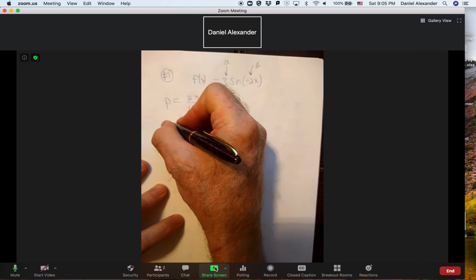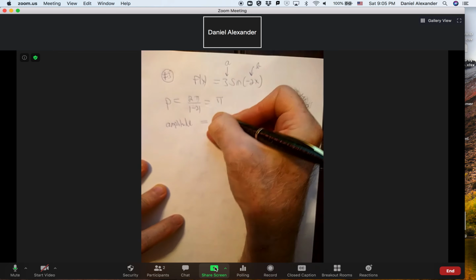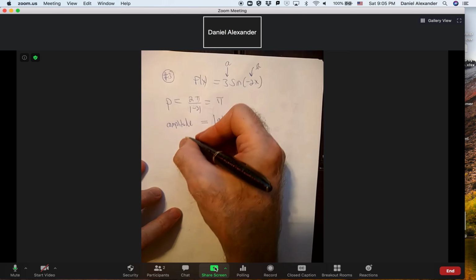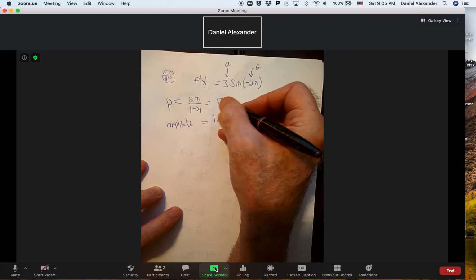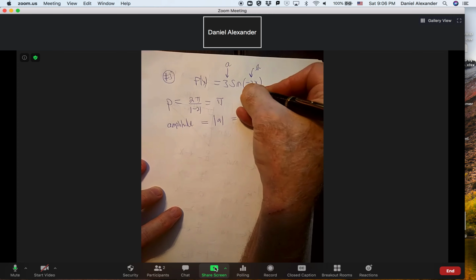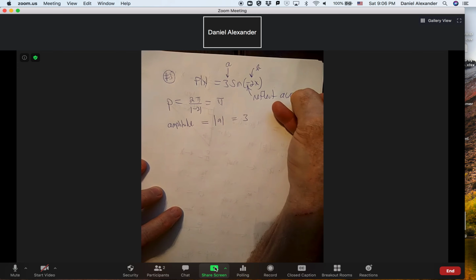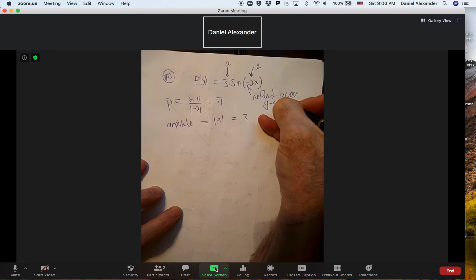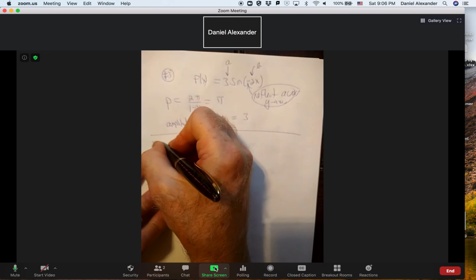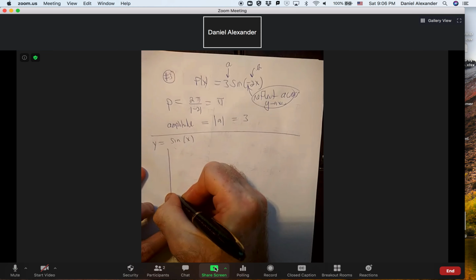And the amplitude is going to be the absolute value of a, which is 3. So this is going to look like the sine. It's going to have a period of pi. That's going to reflect it across the y-axis. So again, I'm going to go over the whole thing. I'm going to start with y equals sine of x as a parent function, and we'll just transform it.